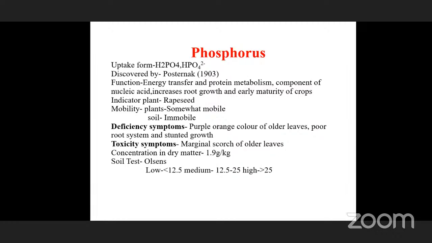In the soil test, the reagent used is Olsen's reagent. If it is low, it is less than 12.5; if it is medium, 12.5 to 25; if it is high, then more than 25.